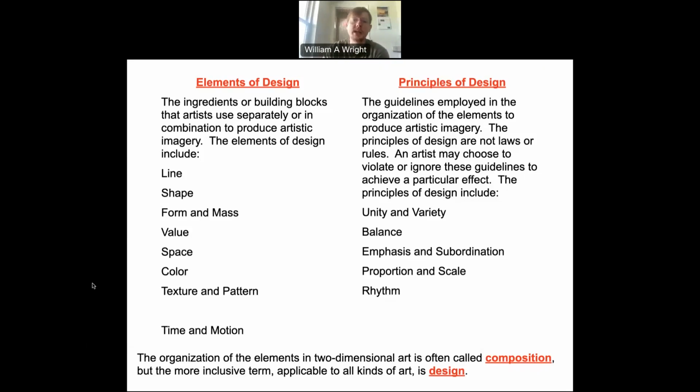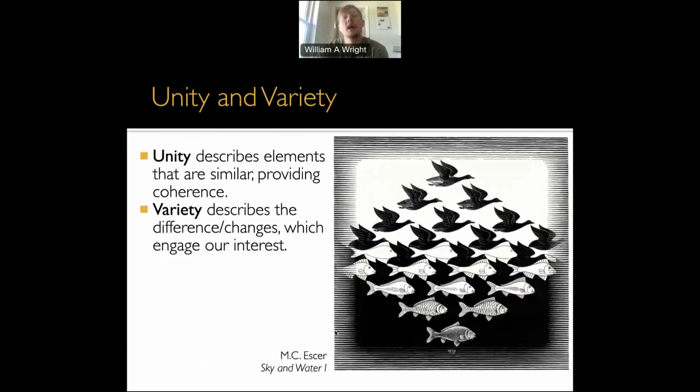These guidelines achieve particular effects, and they include unity and variety, which is a couplet that go together. Balance is on its own, but balance and imbalance are kind of a thing. Then emphasis and subordination, proportion, scale, and rhythm. Each one is kind of a couplet. Emphasis and subordination are really one principle. How we organize the elements and principles in two-dimensional art is often called composition, but it can be called design as well, which is more inclusive. I will say too, this may only be part one.